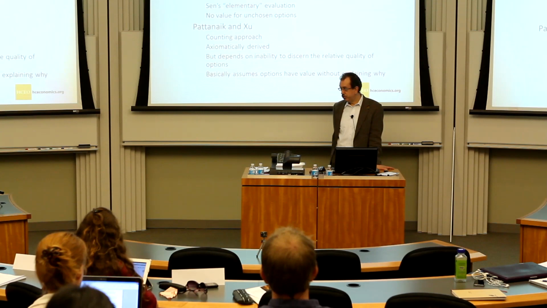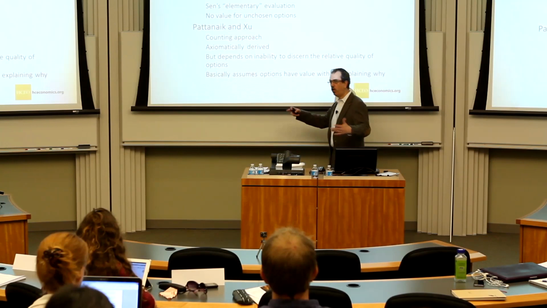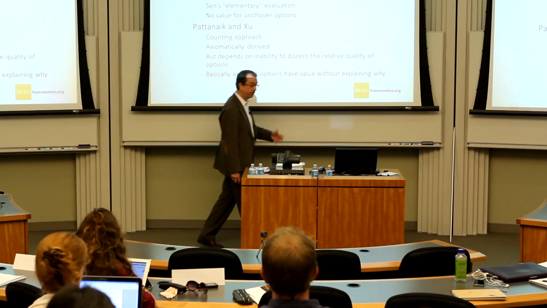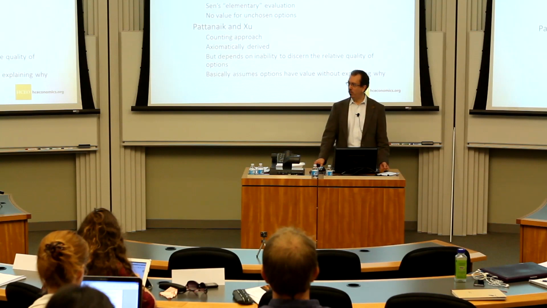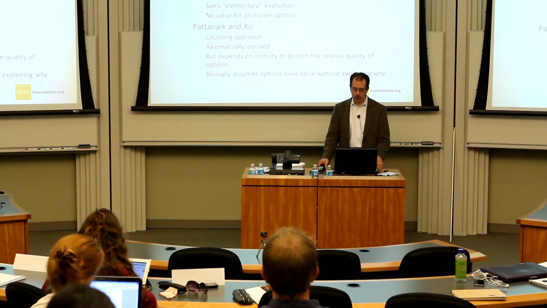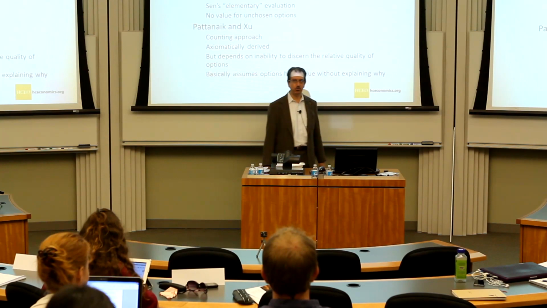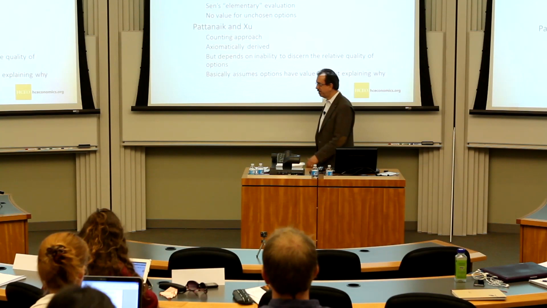Pattanaik and Xu, a long time back, thought, well, wait a minute, there's something to be said about having more options, and we should just inherently think that they're more valuable. And so in trying to get a notion of freedom, they just assumed it. And they wound up getting what's called a counting approach, that every option is as good as the other, and they all contribute, and it goes up cardinally one for one as you have more options. It's axiomatically derived, but depends on the inability to discern the relative quality of options. That's my main critique of their approach. Obviously, if you had some notion of quality, why would you measure them all the same? It basically assumes that all options have the same value without doing any explanation at all as to why.